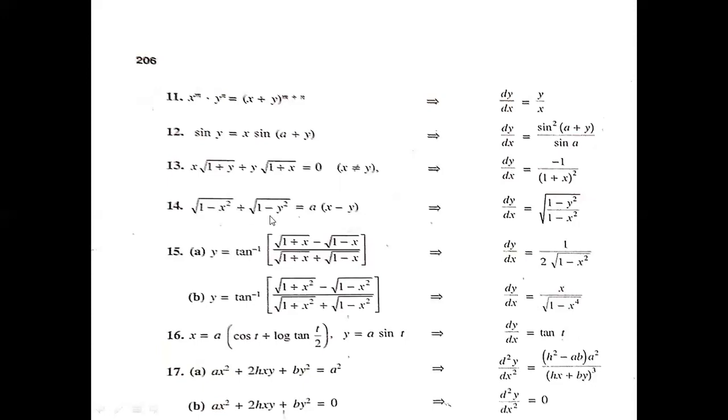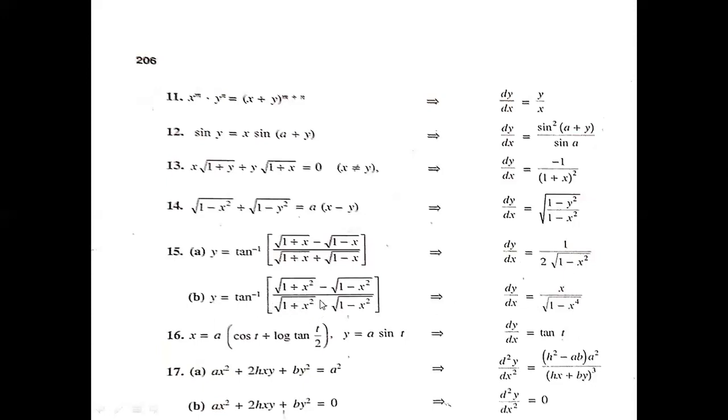Square root of (1 minus x square) plus square root of (1 minus y square) is equal to a into (x minus y), implies that dy by dx is equal to square root of (1 minus y square) by (1 minus x square root). So this one, y is equal to tan inverse of, actually this is related to inverse trigonometric functions questions. For this function we are applying the derivative. Y is equal to tan inverse of [root of (1 plus x) minus root of (1 minus x)] divided by [root of (1 plus x) plus root of (1 minus x)], implies that dy by dx is equal to 1 divided by 2 root of (1 minus x square).